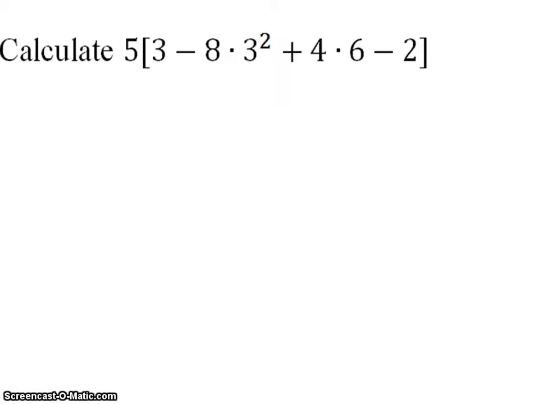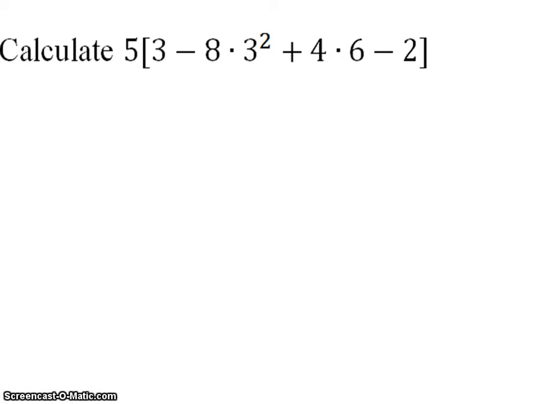Alright, let's look at an example. We're just going to do this one example here, and you can get some practice in other places. So I have 5, and then I see this big bracket. Then 3 minus 8 times 3 squared plus 4 times 6 minus 2. Alright, that's a big operation inside the parentheses. I'm not going to do anything with that 5 outside until I simplify all that stuff in the parentheses.